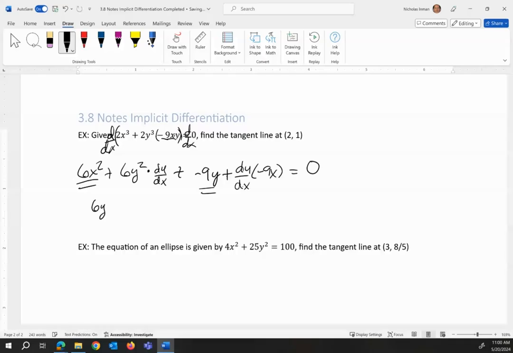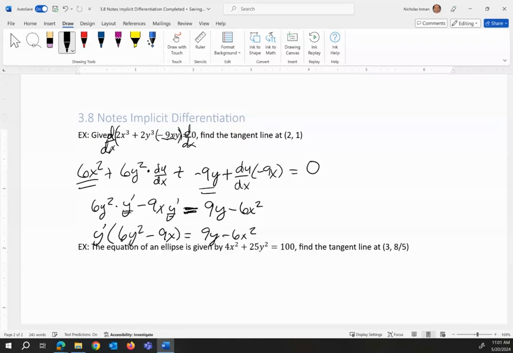So I've got 6y squared times, I can call this y prime just for the sake of it. I would still have this minus 9x y prime. But on the right hand side, I've moved the 9y over, so it's a positive 9y, and I moved the 6x squared over, so it's a minus 6x squared. You see how these both have this y prime, so we can factor it out from both pieces. Now we get that y prime by itself.